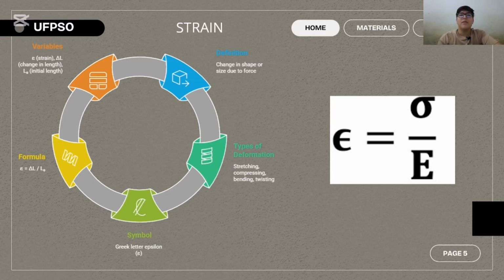Strain. What is strain? Strain is the change in shape or size that a material experiences when a force or load is applied. When a force acts on a material, it is made to stretch, compress, bend, or twist. That change that occurs in the material is what is called strain. Strain is represented by the Greek letter epsilon.